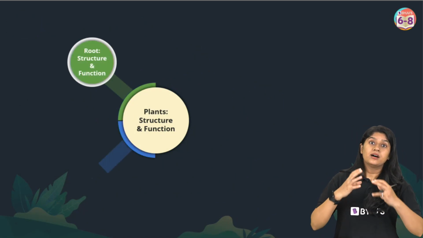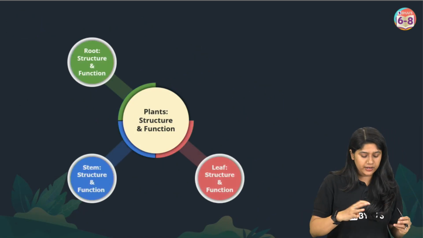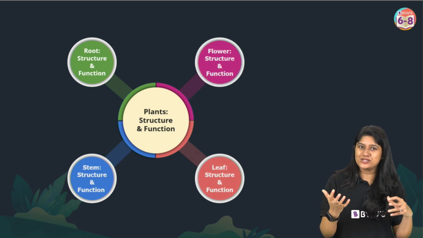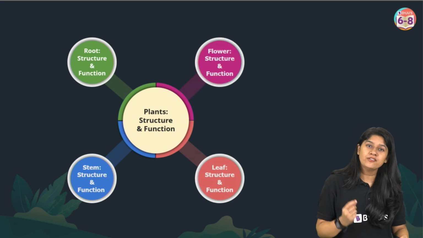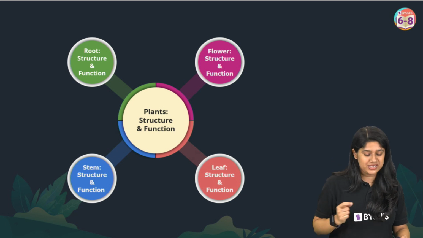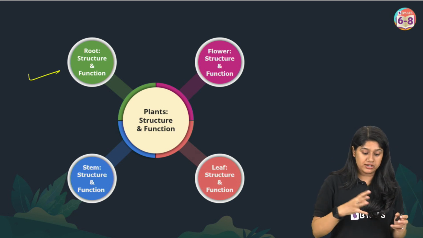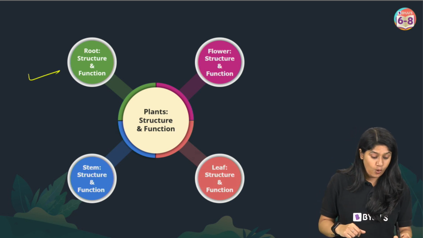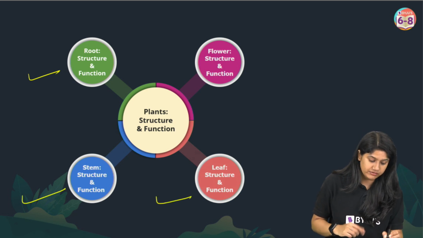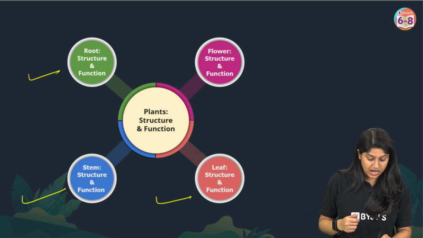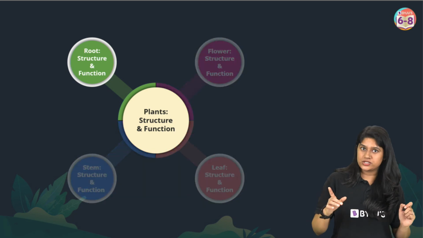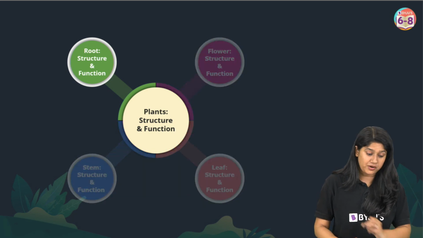So we have broadly categorized this whole chapter into 4 subtopics that will help us keep track of our learning and make our learning super easy. So we have roots, their structure and function, flowers, their structure and function. We'll be discussing the stems and the leaf, their structure and function altogether. Starting with the roots. So let's discuss them.